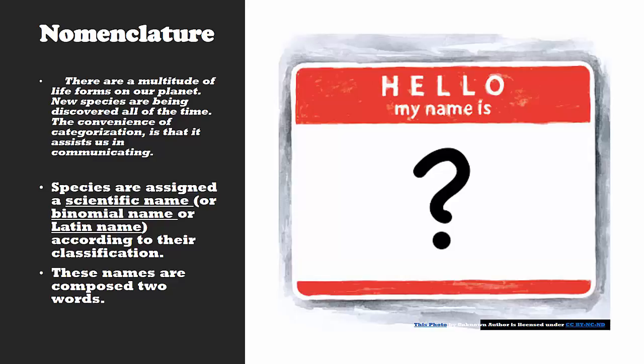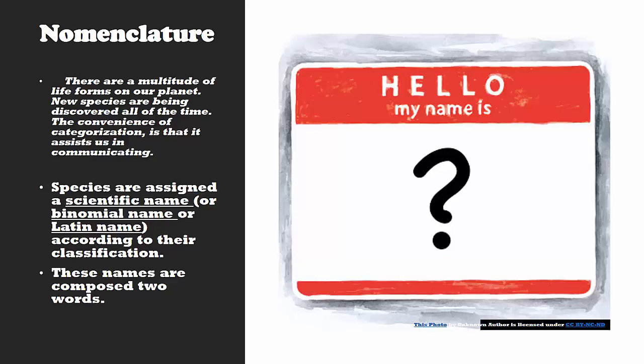So there are a multitude of life forms on our planet. New species are being discovered all of the time. The convenience of categorization is that it assists us in our communication. Species are assigned a scientific name. Their scientific name can also be referred to as their binomial name or their Latin name, according to their classification.